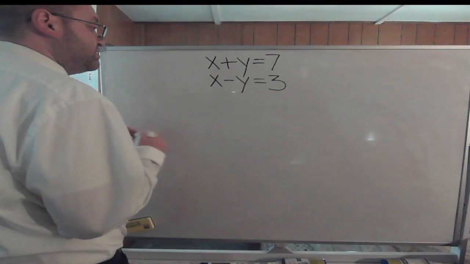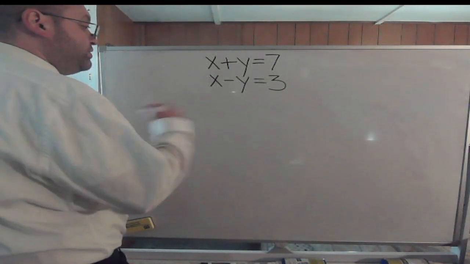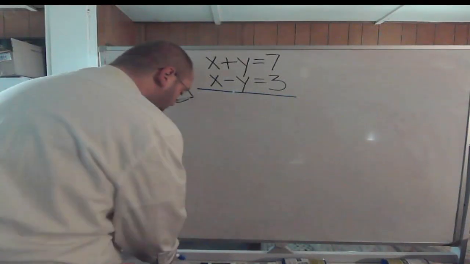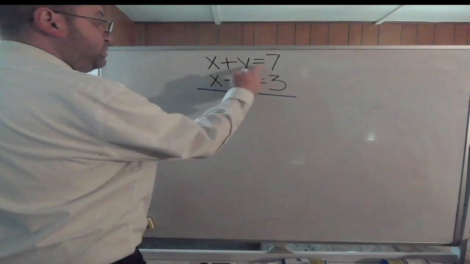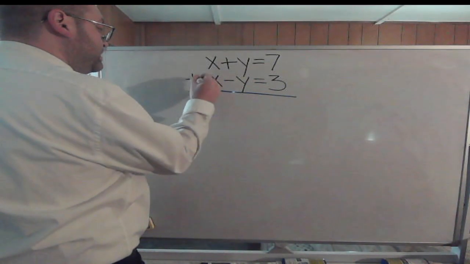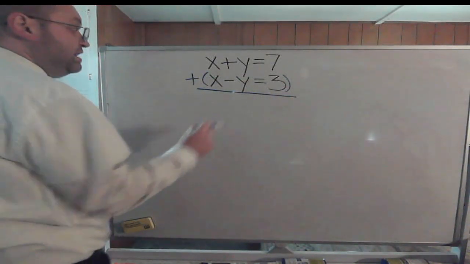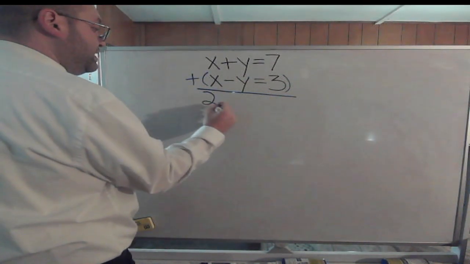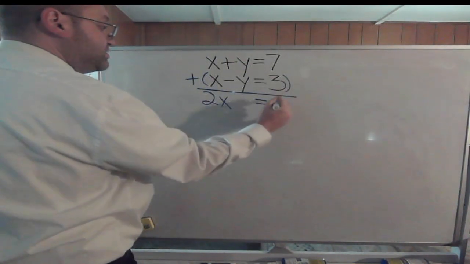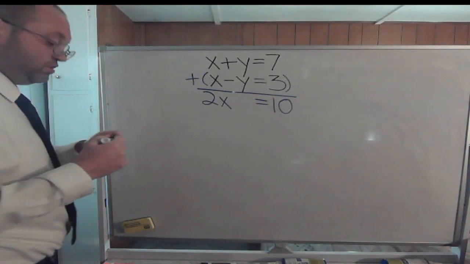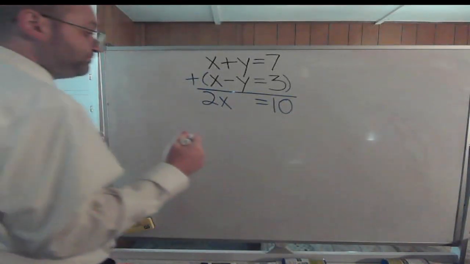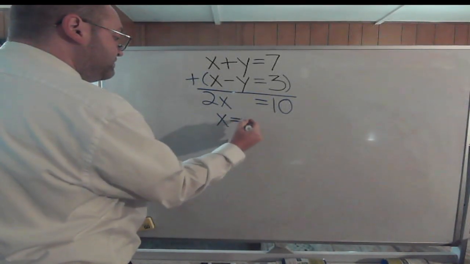To use the addition or subtraction method, all you have to do is take these two equations and add them together. I'll show you how it works here. So you have x plus y equals 7, then x minus y equals 3. Well, you'll add the second equation to the first. If you do that, x plus x gives you 2x. Then y minus y is 0. Then 7 plus 3 equals 10. So by doing so, you can eliminate one variable.